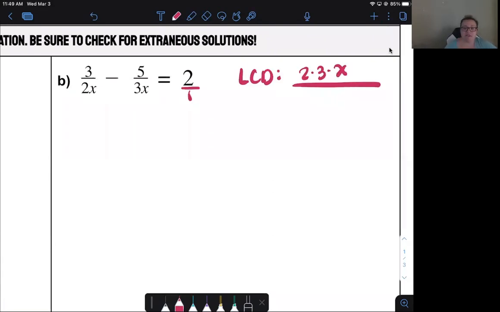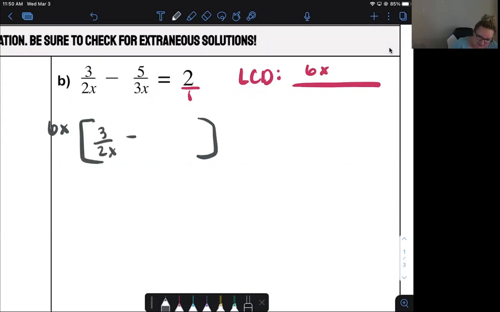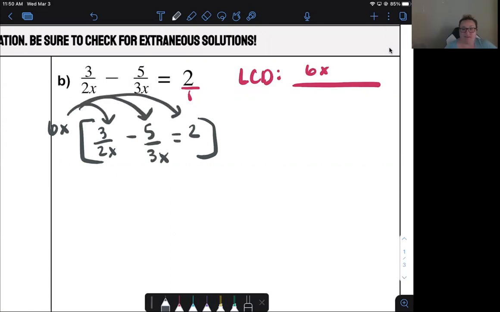So our least common denominator is 2 times 3 times x, which is just 6x. So now you're going to take this whole equation and multiply it by 6x. So 3 over 2x minus 5 over 3x is equal to 2. Distribute that 6x to each of these and then simplify it and see what equation you get to solve then.